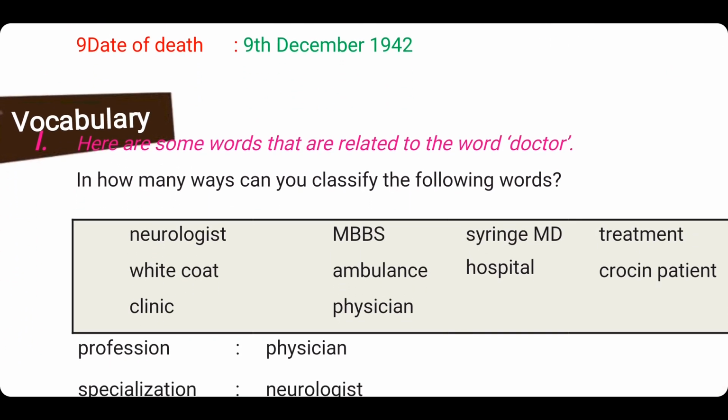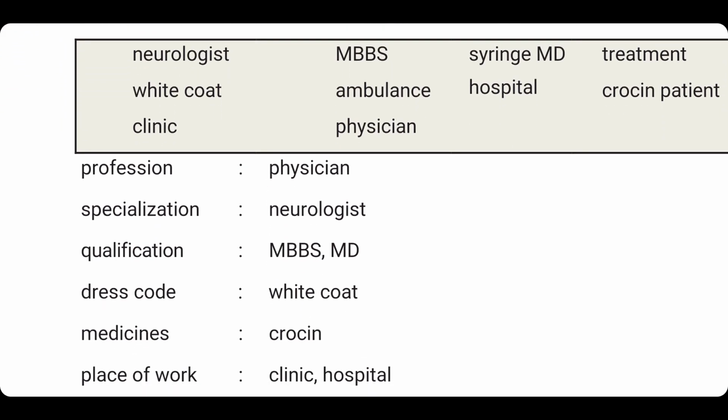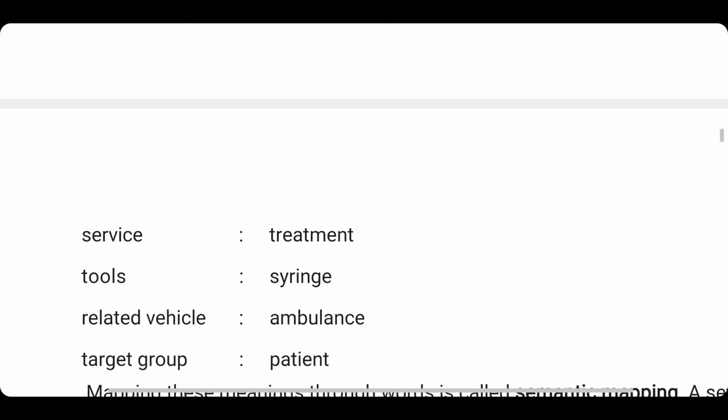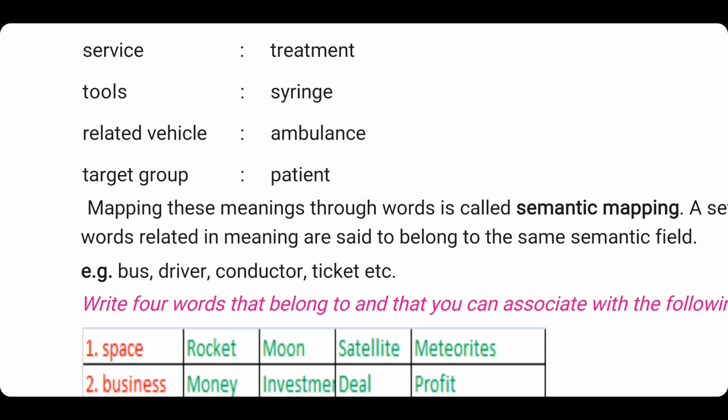On to the vocabulary part. Here are some words that are related to the word doctor. So you can see here many words which are given with relation to the profession doctor. That is neurologist, MBBS, syringe, treatment, white coat, ambulance, hospital, crocin, patient, clinic, physician and so on. So here we have a categorization under what category they fall. Profession, physician, specialization, neurologist. The same way we should have a semantic mapping, we call it. Mapping the meanings through words is called semantic mapping.